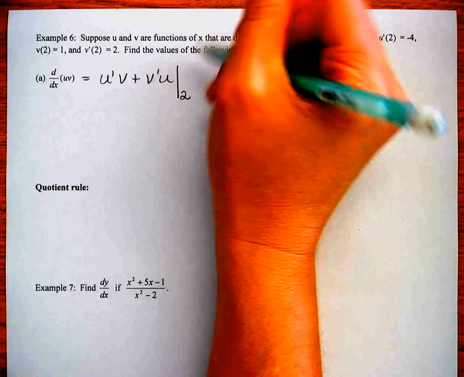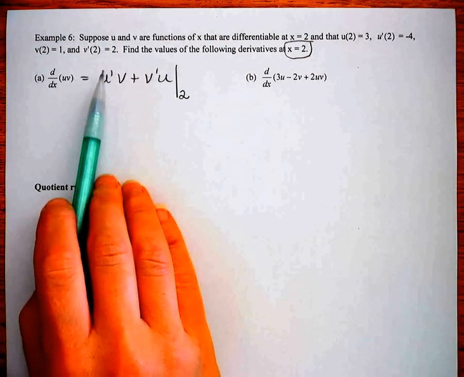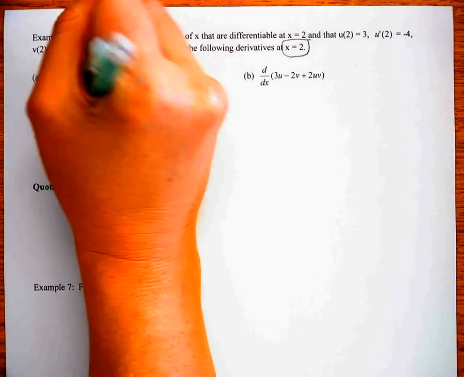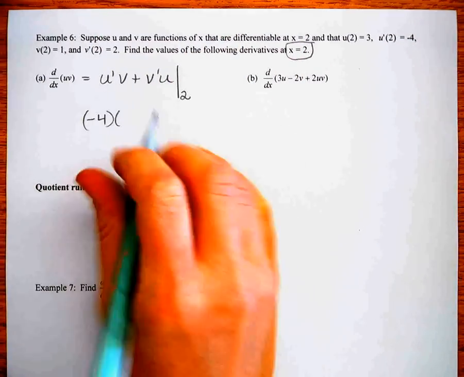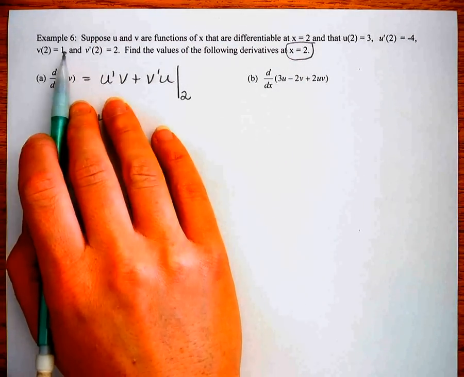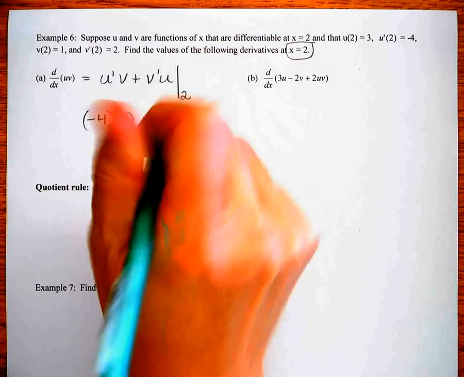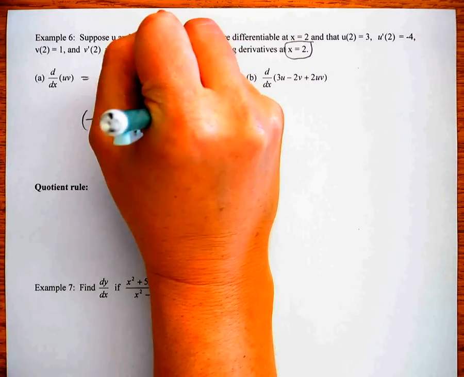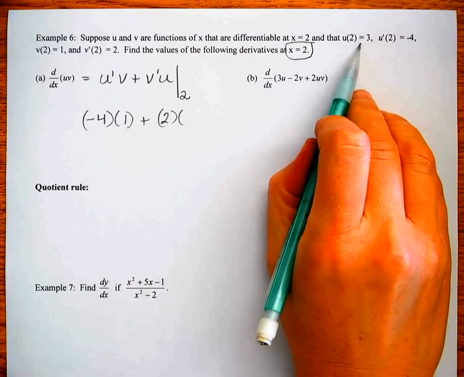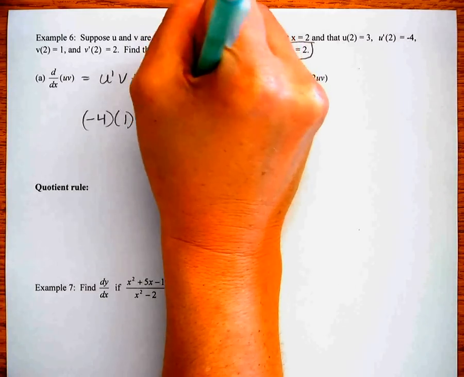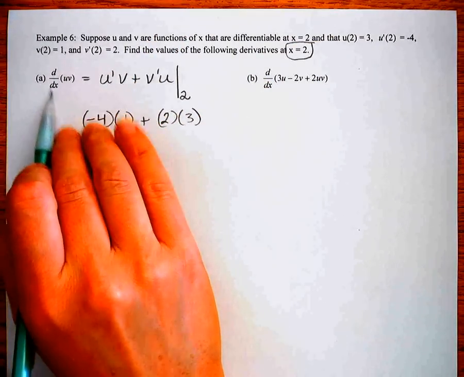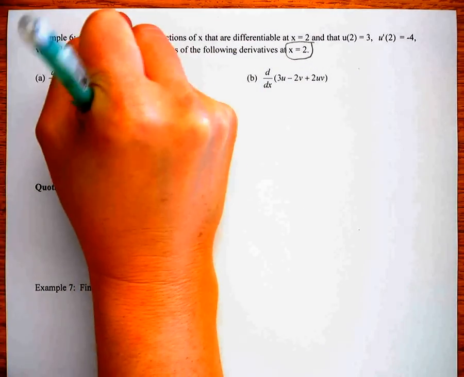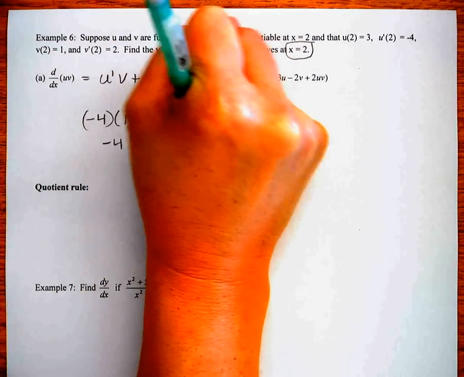That's what that little line means. Evaluate when x is 2. Well, u prime of 2, that's right here. That's negative 4. So this is going to become negative 4. Regular v of 2 is 1. Plus v prime of 2, derivative of v at 2 is 2. And then regular u of 2 over here is 3. So the derivative with respect to x of the product of u and v, evaluated at 2, ends up being negative 4 plus 6, which is 2.